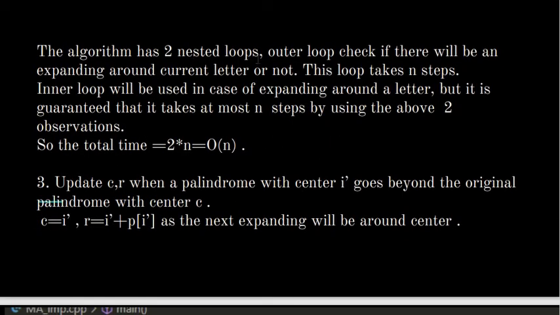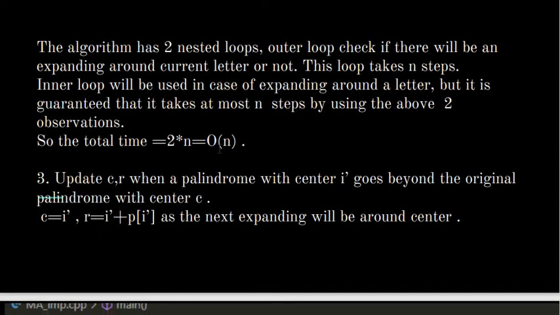This algorithm has two nested loops. The outer loop checks whether there will be an expansion around the current letter or not. This loop takes n steps. The inner loop is used in case of expanding around a letter, but it is guaranteed that it takes at most n steps by using the 2 observations. So the total time is 2 times n, which is big O of n.